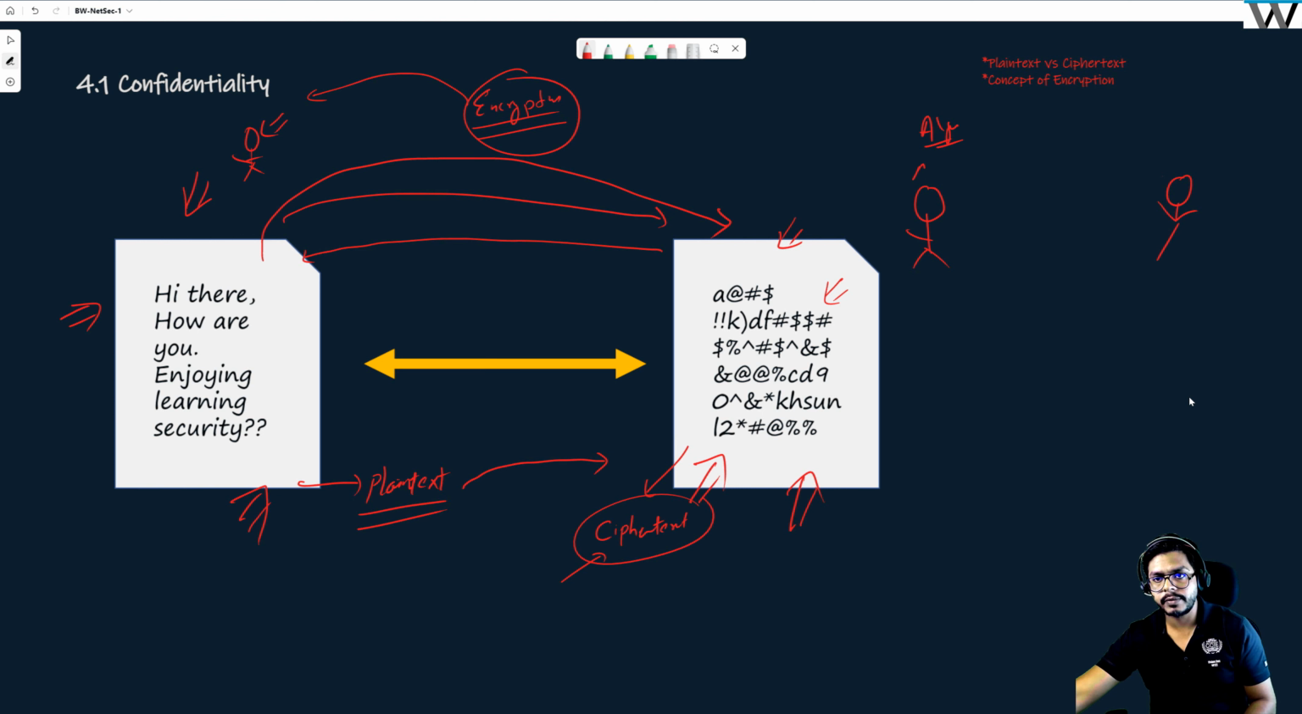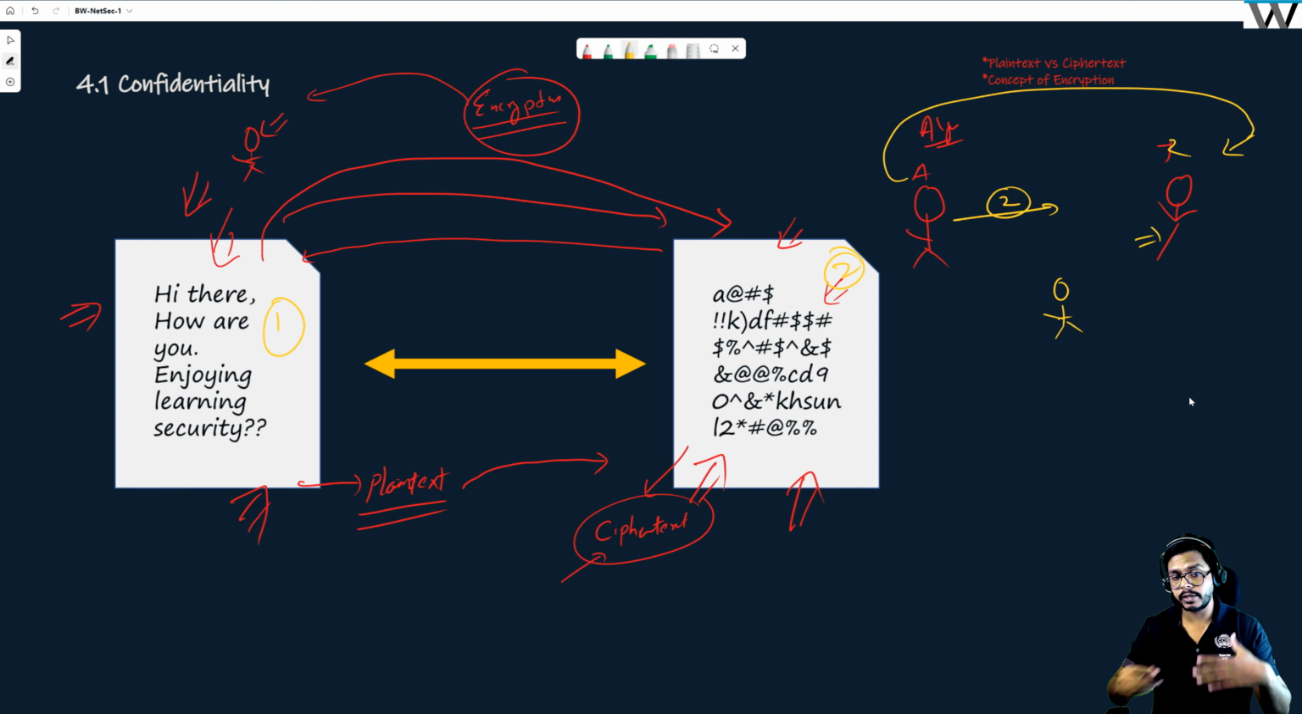Again, the characters were Anjali and Rahul. Anjali is not going to send the message like this. She is going to send the message like this. If I give them a number, suppose this is number one, this is number two, Anjali is going to send number two to Rahul. And Anjali has also informed Rahul of the rules through which she encrypted this message. That's why Rahul is going to see it, and no intruder can. That's why your messages are going to be in ciphertext, and the process you are using is encryption.